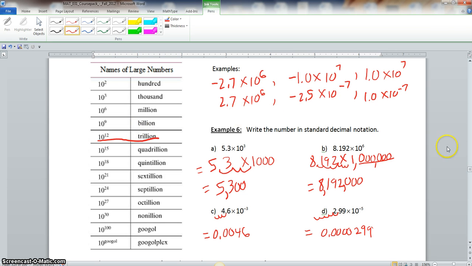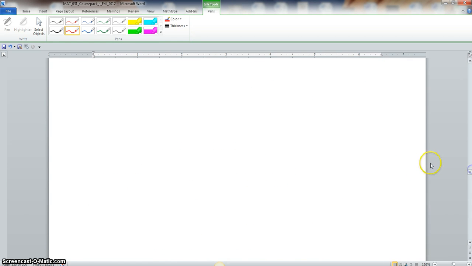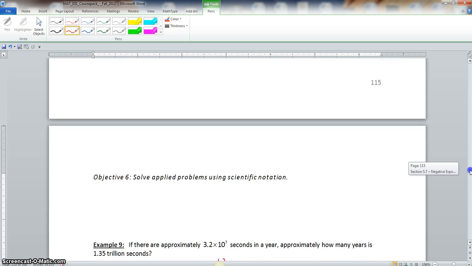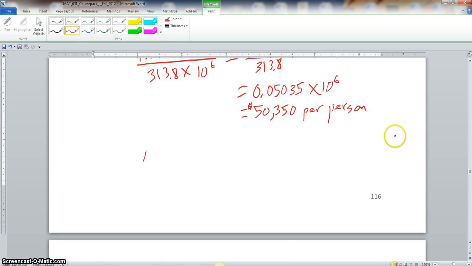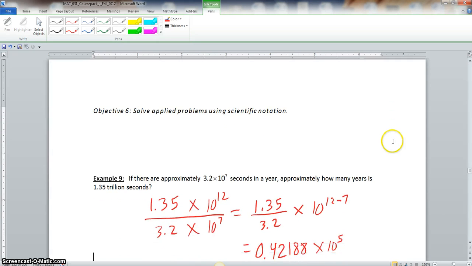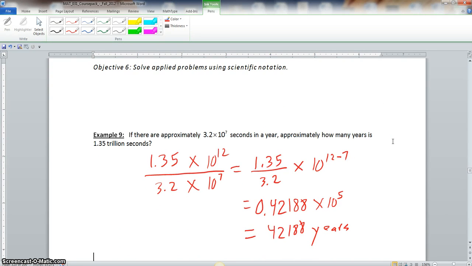Now, let me scroll back down here. We're on page 116. I'll keep jumping back and forth here. Okay, so now we scroll back here. Example 9. Now again, trillion is represented by 10 to the 12th power. So we have 1.35 trillion seconds.